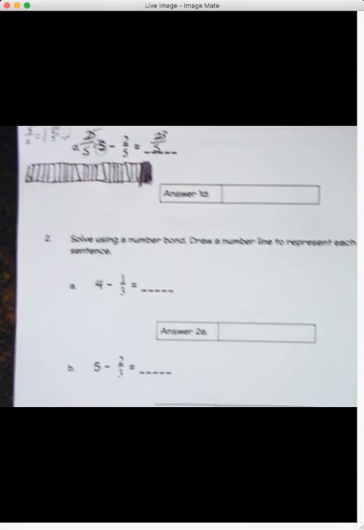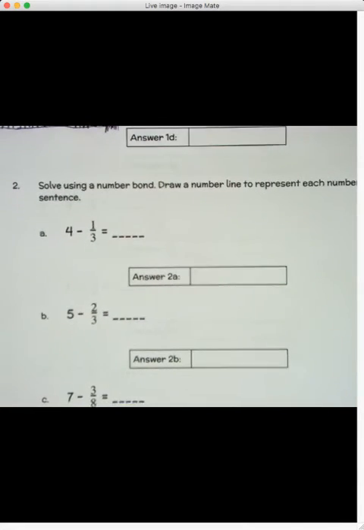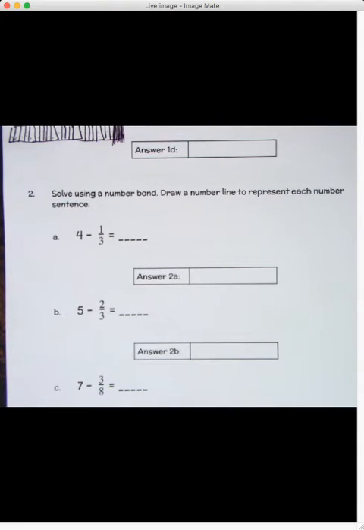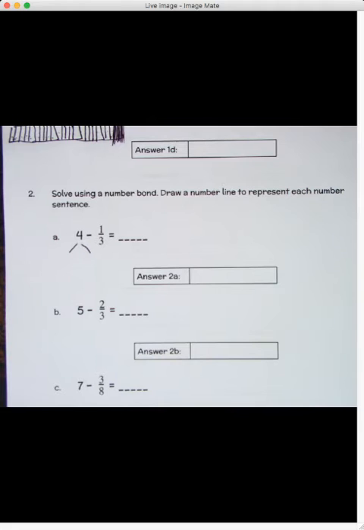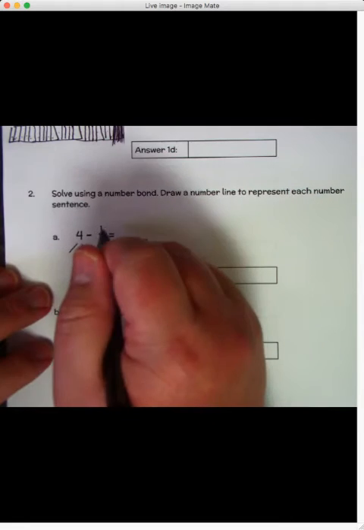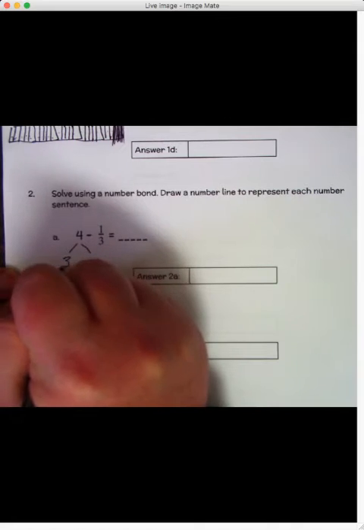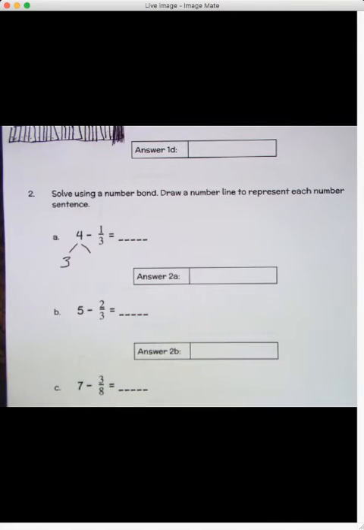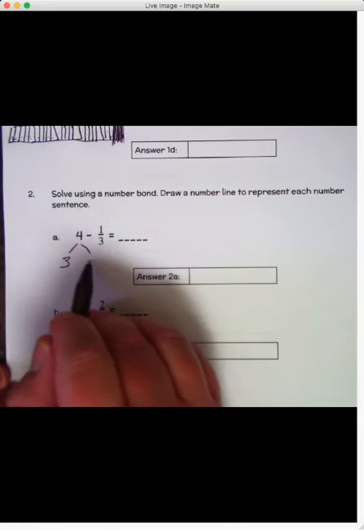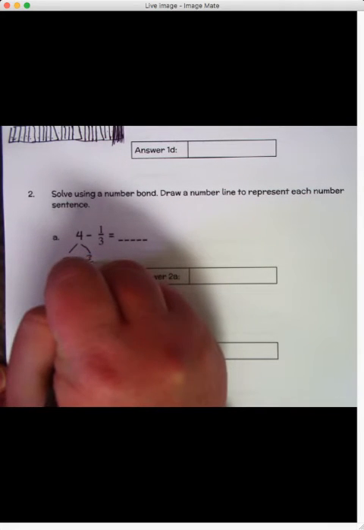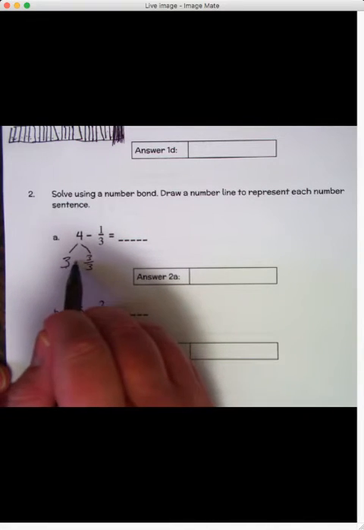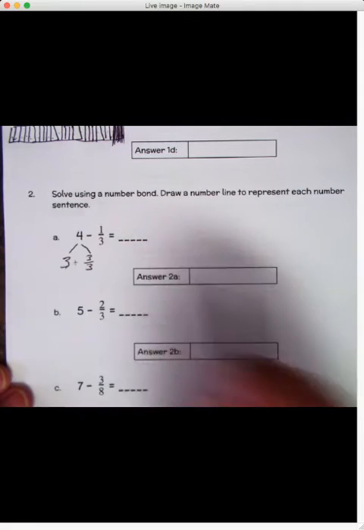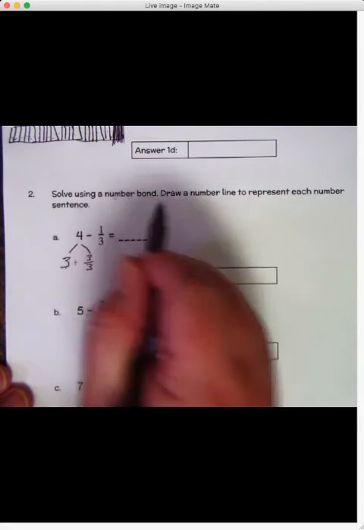Okay? Now, the next one says use a number bond. So this is the other way that we can do this. 4 minus 1/3. So let's break this down. It's 4. We're doing it differently than we used to. Let's take a third. Let's divide this into thirds. So we'll leave 3. And how many thirds would I need to make one more so that 3 plus 1 would be 4? It would be 3 thirds, right? 3 thirds is equal to 1. So if we were to add those together, 3 plus 1, we would get 4. So this is the number bond part, okay?